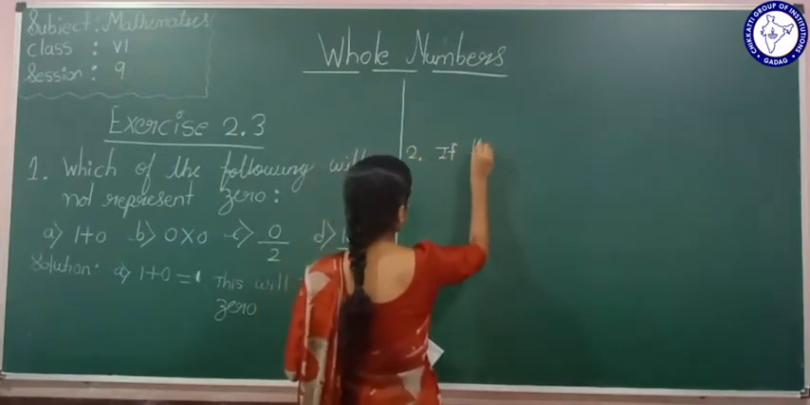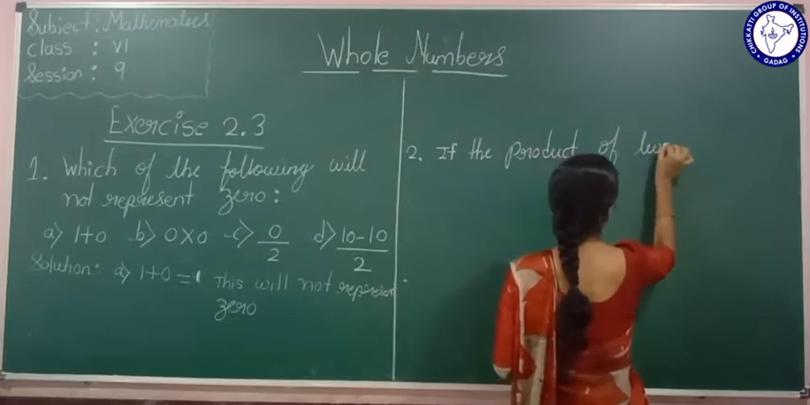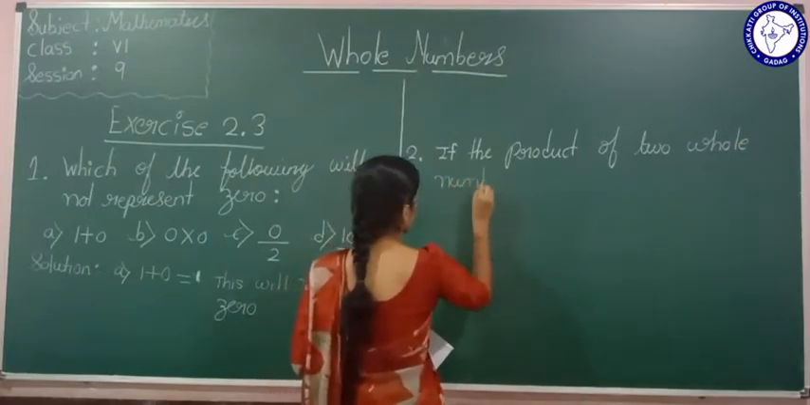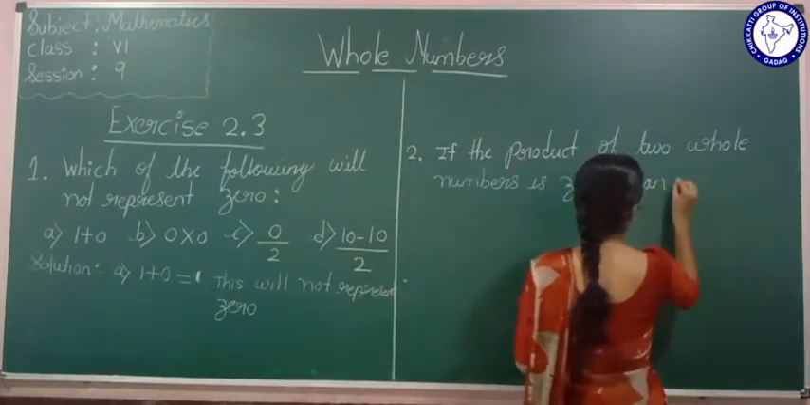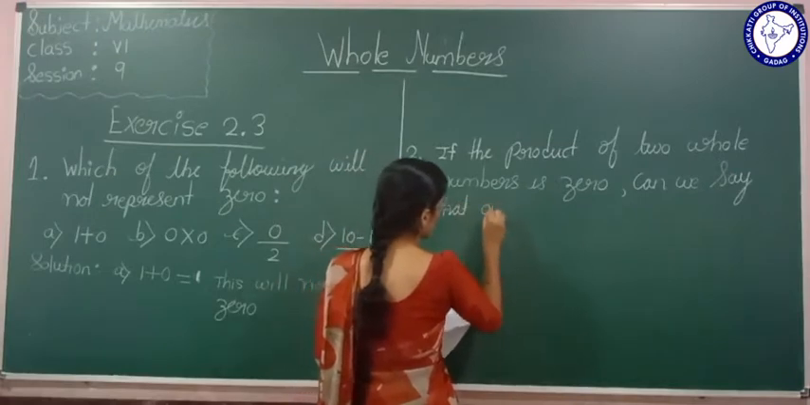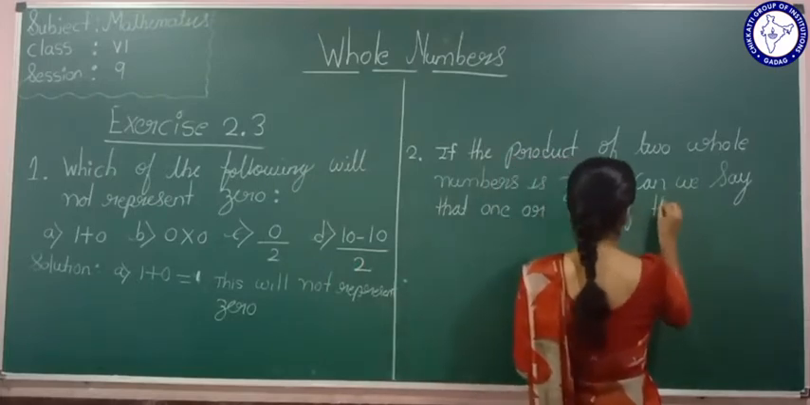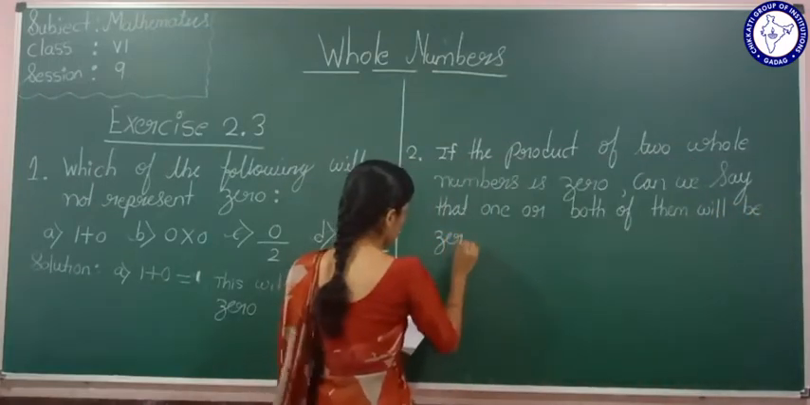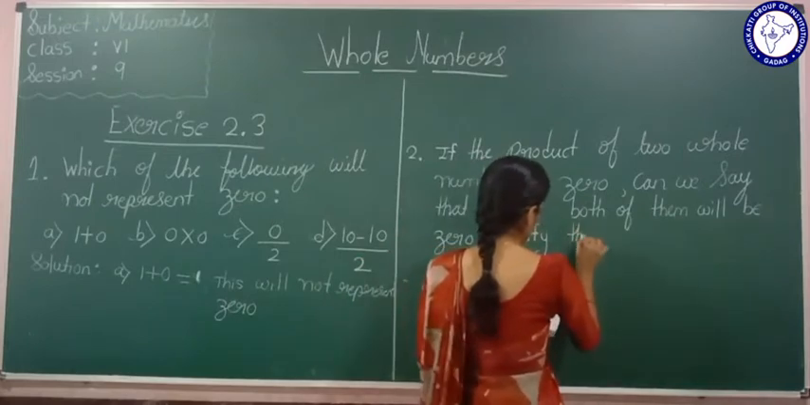The second question tells us that if the product of two whole numbers is 0, can we say that one or both of them will be 0? Justify through examples.